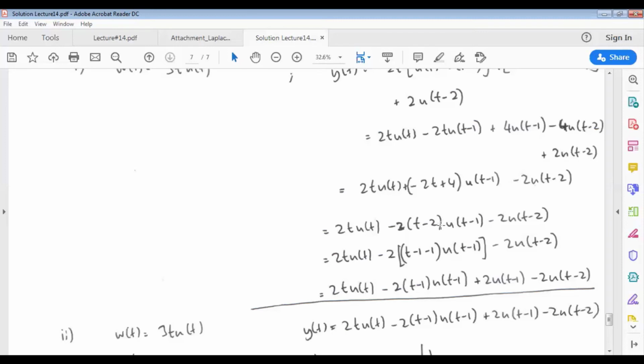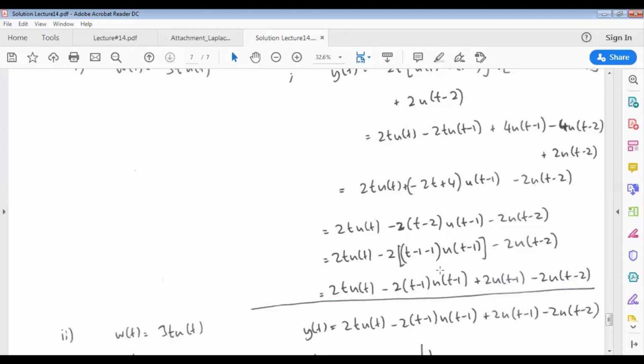I repeat it again: the ramp shifting constant and the step function shifting constant should have the same value. That is why for the second term here, I rewrite it as t minus 1 minus 1. T minus 1 minus 1 is similar to t minus 2. The reason I did this is that I want to make the constant for the ramp and the constant for the step similar.